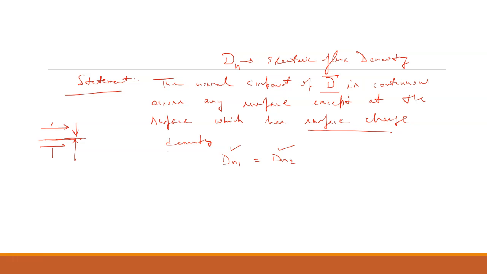Now if there is any surface which has surface charge density, then the difference will be equal to the surface charge density, that is, Dn1 minus Dn2 is equal to sigma, where sigma is the surface charge density. So this is the statement. Now let us derive it.